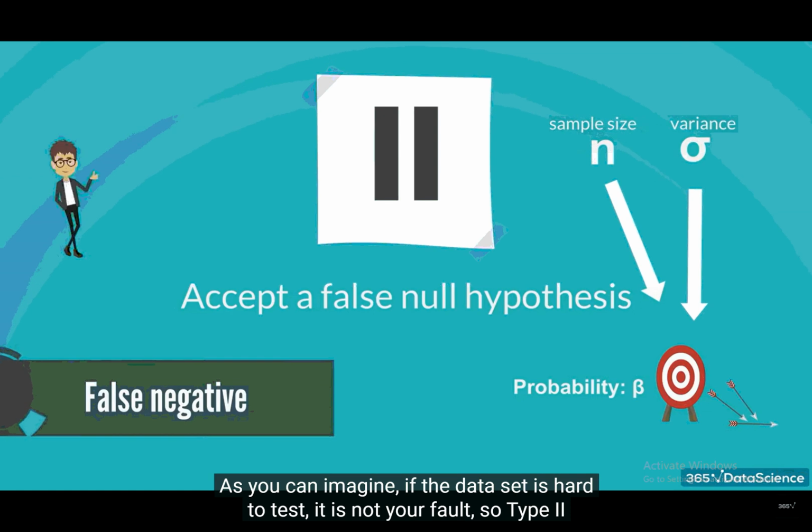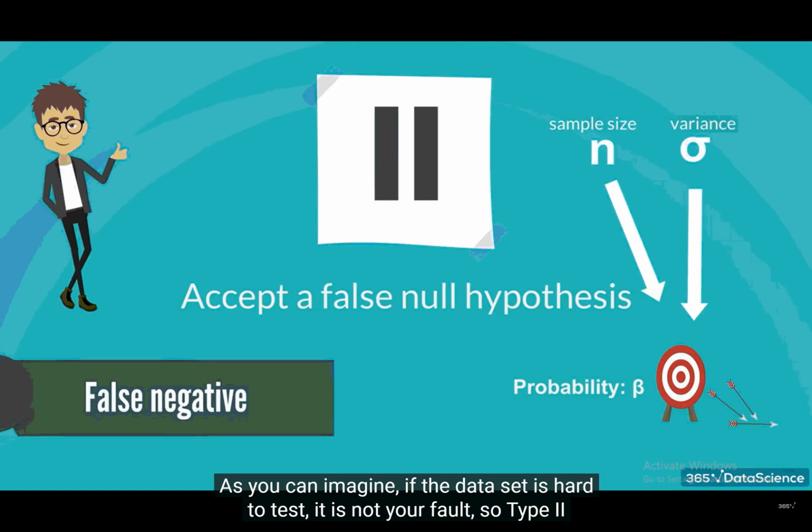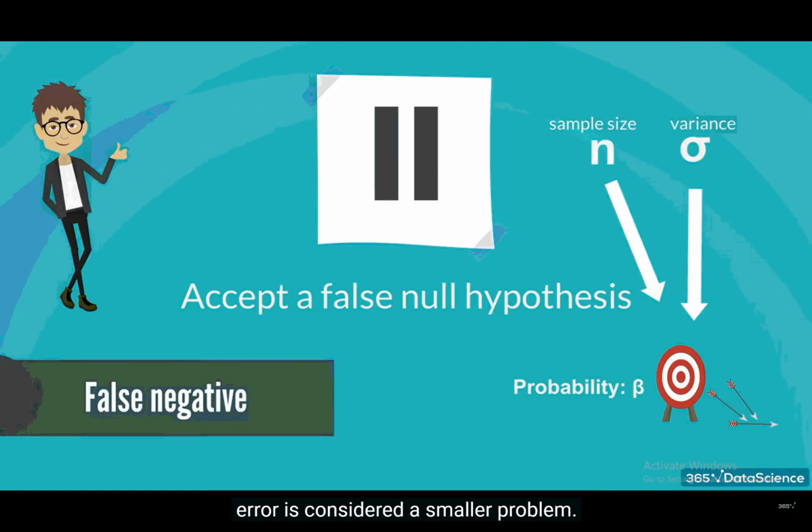As you can imagine, if the data set is hard to test, it is not your fault. So type 2 error is considered a smaller problem.